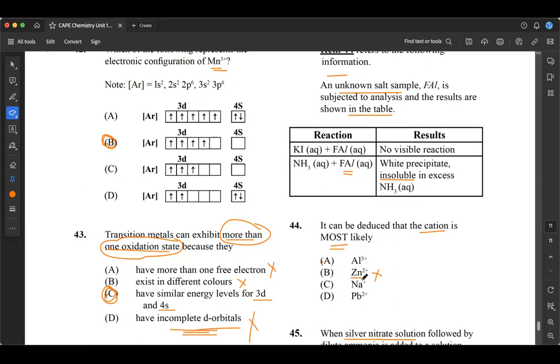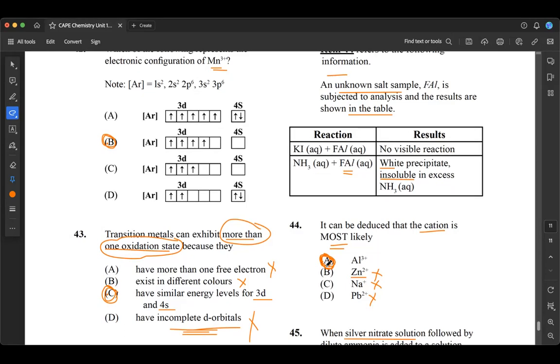Na+, that's sodium, a group 1 metal. It's not going to form a precipitate, period, right? And we know that if we have a precipitate and the lead ion is present, we would see a yellow precipitate and not a white precipitate. And so this is not our answer either. And so that leaves us with aluminum as our possible cation that's present here. And the reason why is because the aluminum 3+ ion is insoluble in excess ammonia, and it would give us a white precipitate. So A is our answer. Okay, so we were able to rule out all of these. And so we're left with 44 being A.